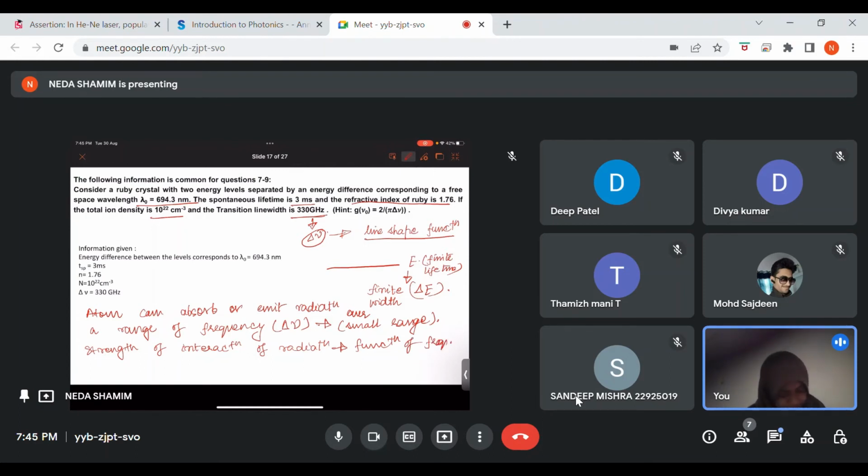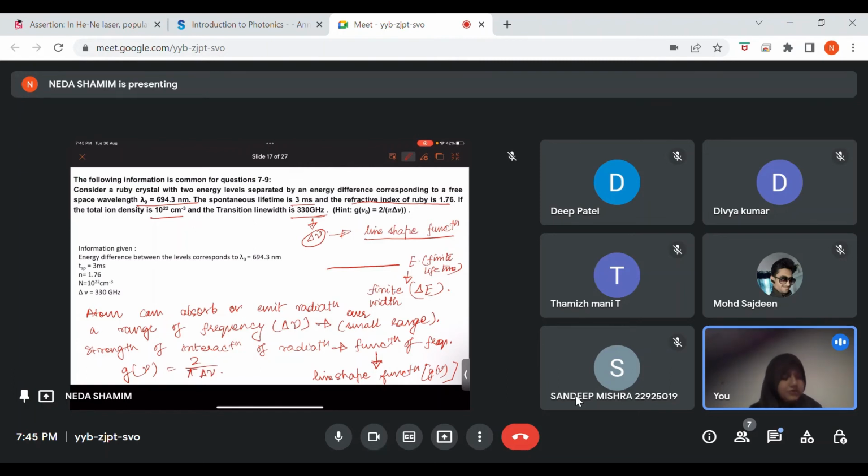This function of frequency is called the line shape function. It has some particular full width half maximum, and that full width half maximum, that is the transition line width, is delta nu. This line shape function is represented by g of nu, and g of nu is equal to, as given in the hint, 2 by pi delta nu.